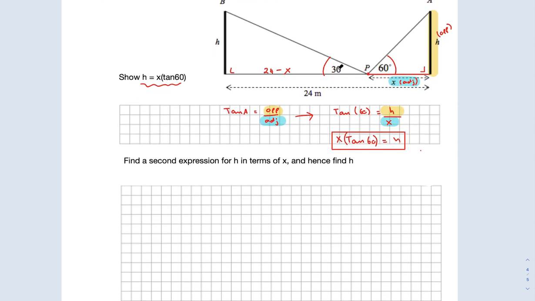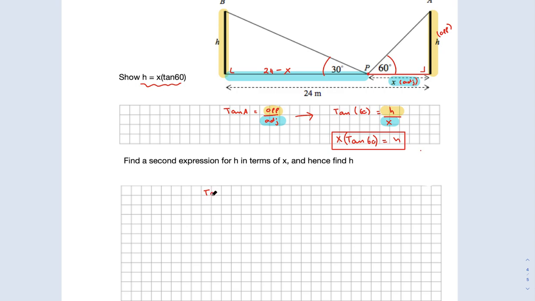This side is opposite to the angle that I'm going to use, which is 30. This side is next to the angle 30, but it's not the hypotenuse, because the hypotenuse is opposite the right angle. So this side here must be the adjacent. What trig ratio deals with opposite and adjacent? That's going to be tan.